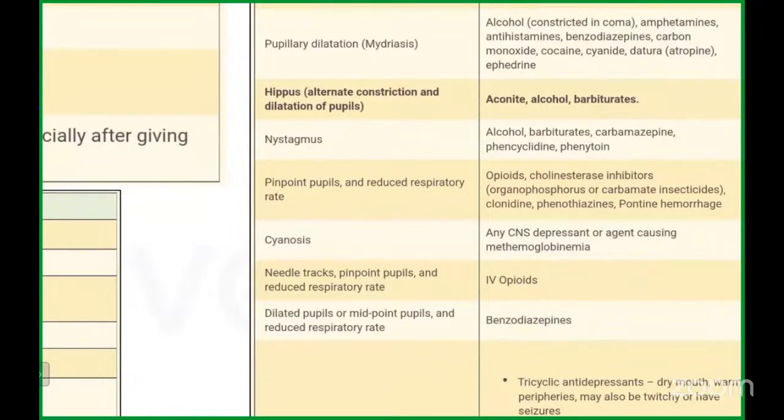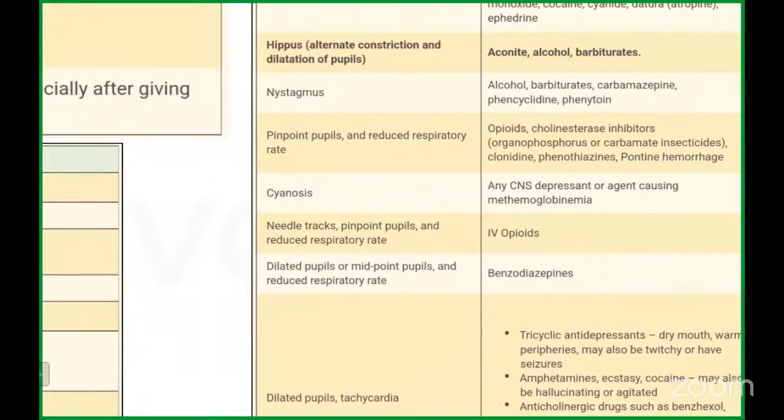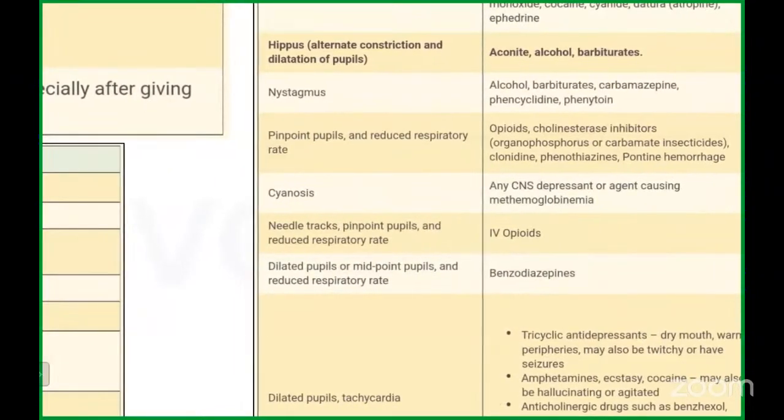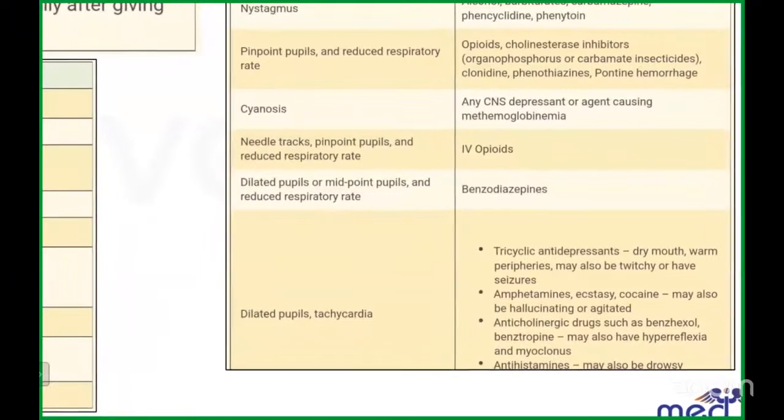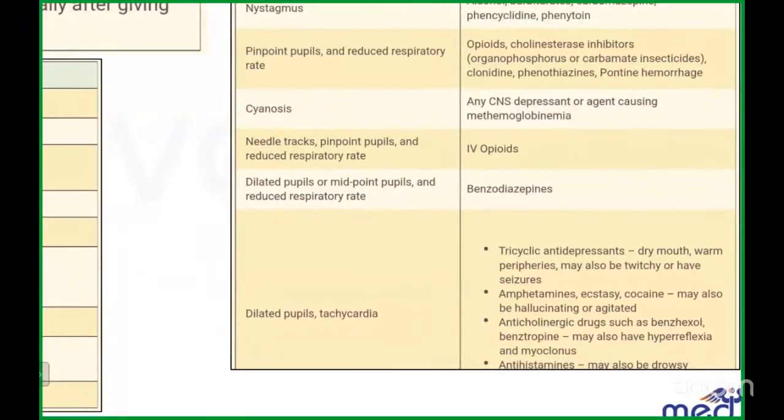Anytime there's depression of respiratory rate, you should always think of opioids or organophosphorus. Cyanosis can be caused by any CNS depressant, like cyanide for that matter. Pinpoint pupils, as I said, with reduced respiratory rate is IV opioids. And any patient coming to you with opioid toxicity, the drug of choice in the emergency is naloxone, IV naloxone. However, the drug of choice for maintenance therapy is oral naltrexone.